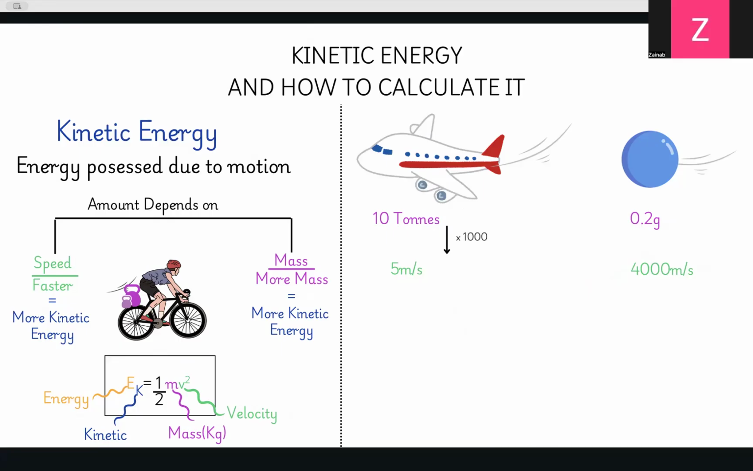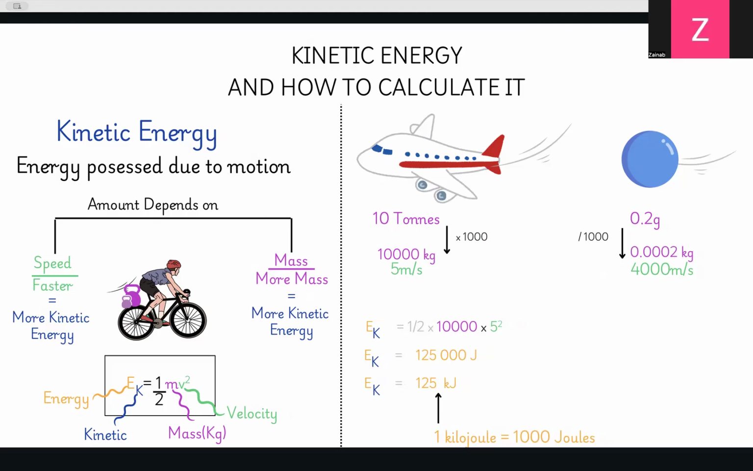Now, for the plane, we are going to have to convert it into kilograms. So 1,000 kilograms, 1 ton. So we're going to times it by 1,000. That gives us 10,000. And then we are going to, for the ball, put it in kilograms, which is going to be 0.2 divided by 1,000. And then we're going to apply the formula, which is a half times 10,000 times 5 squared, which is 125,000. And in kilojoules, that's 125 kilojoules because 1 kilojoule is 1,000 joules.